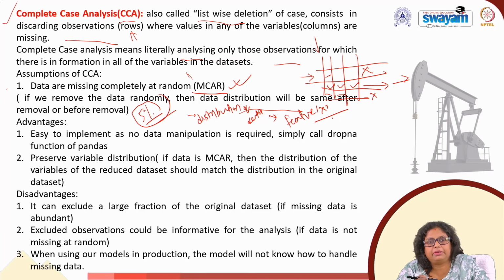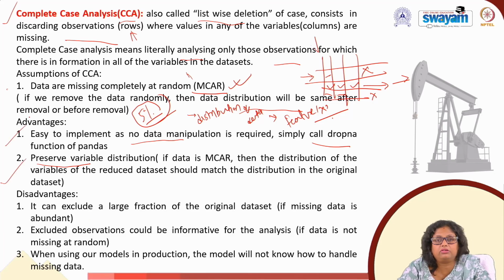That's easy to implement, as no data manipulation is required, because we are simply calling the dropna function from pandas to drop those rows. Second, what advantage is there? When we do that deletion, we preserve the variable distribution. So after the deletion and before the deletion, the data distribution is the same. So these are the two advantages.